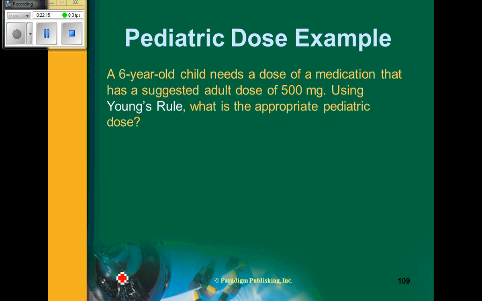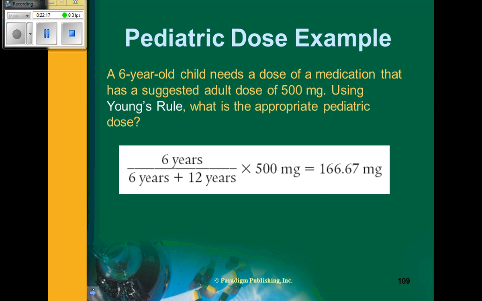So if you look at this example here, you have a 6-year-old child, so they put 6 here and 6 here. The dose of medication suggested for the adult is 500 milligrams, so we put that there. So what you would do is 6 plus 12, then take 6 and divide it by that, times that number by 500 milligrams, and you should come out with 166.67.